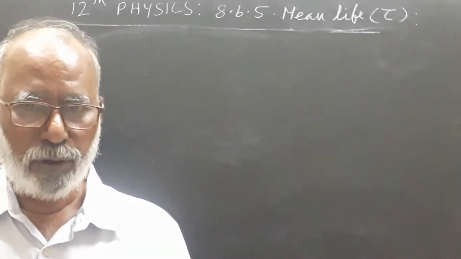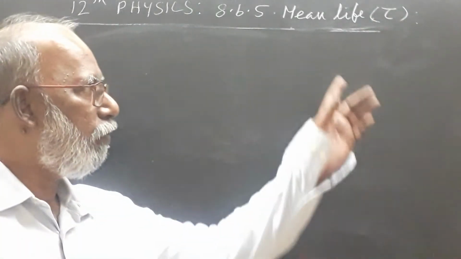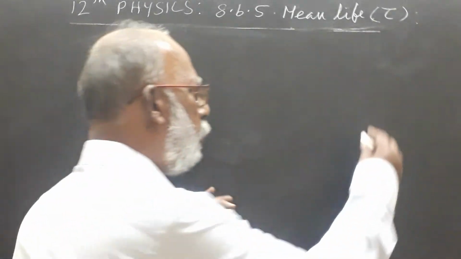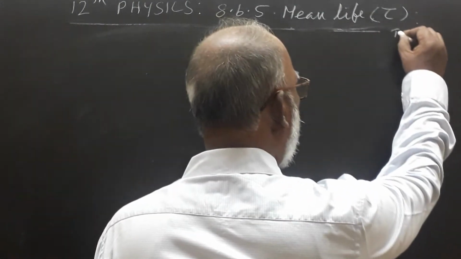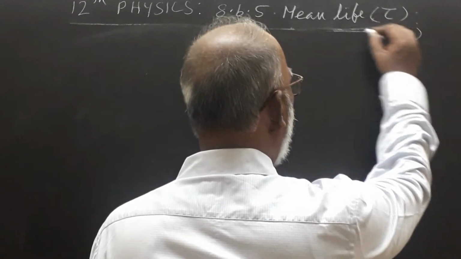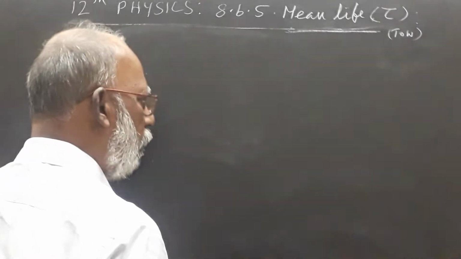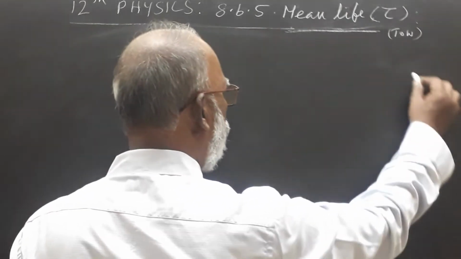In the last class we have seen the half life of any radioactive substance. But now we are going to see mean life, that is called tau. What is mean life? The definition of half life we already saw.